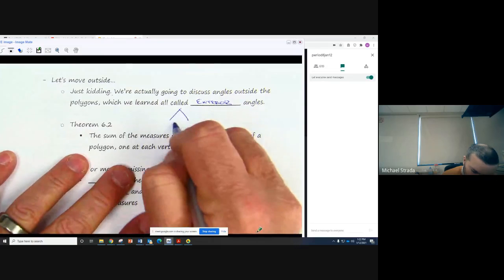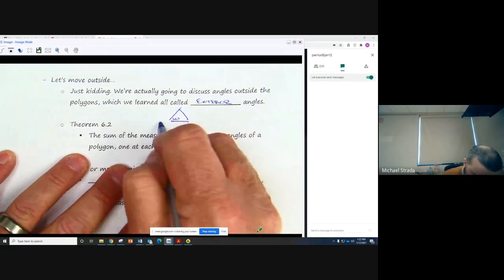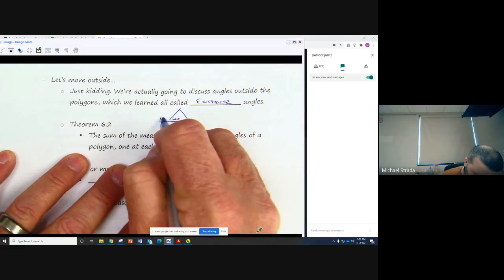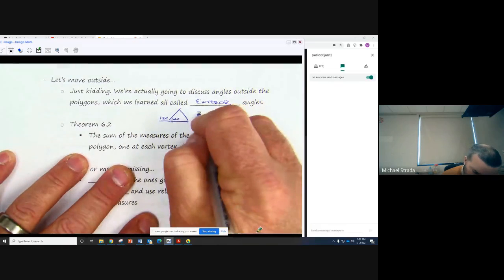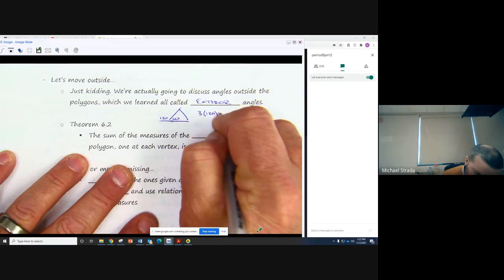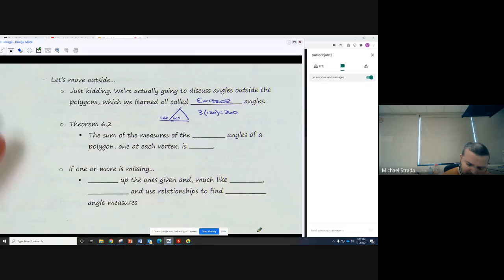Let's say we have an equal angular triangle. Each one of these is 60 degrees. The exterior angle, recall, forms a linear pair, so it's 120. There would be 3 of them, so 3 times 120 equals 360. So the exterior angles of a triangle add up to 360.